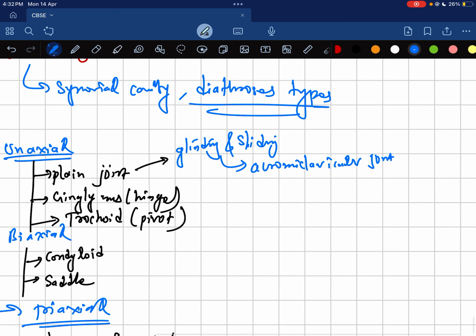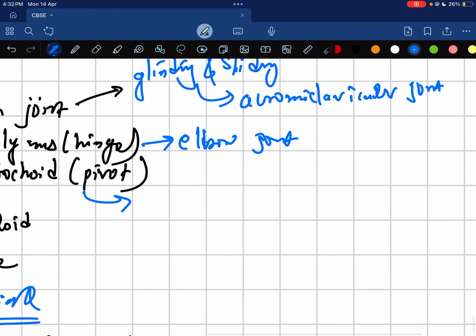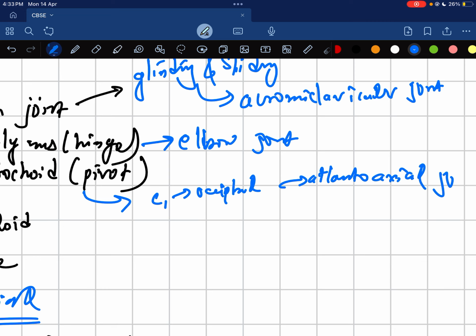Hinge joints permit flexion and extension, like the elbow joint and the interphalangeal joints in the phalanges. And the pivot joint, that is the central axis of the first cervical vertebra C1 to the occipital, like the atlantoaxial joint.